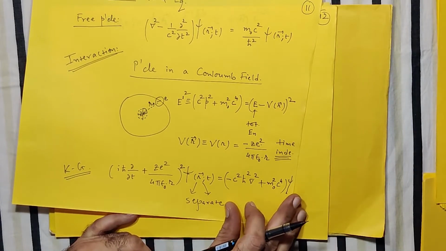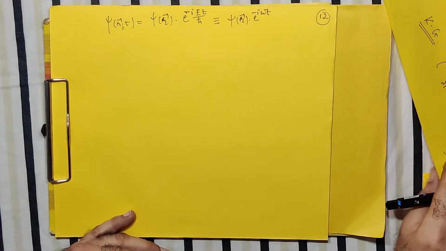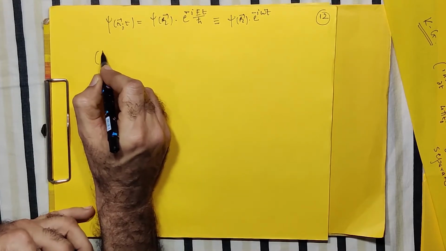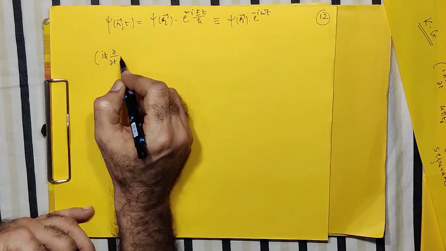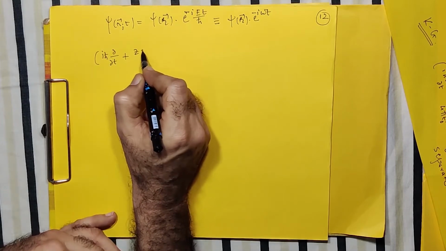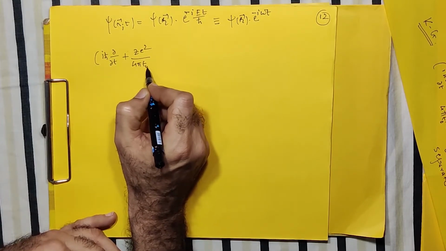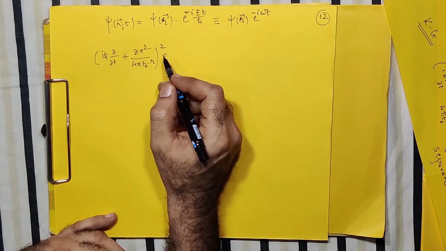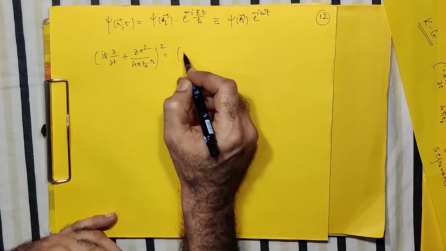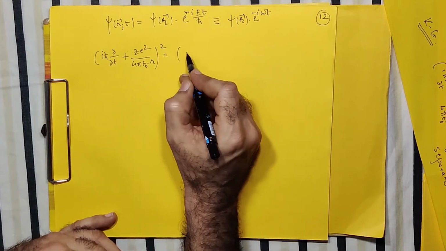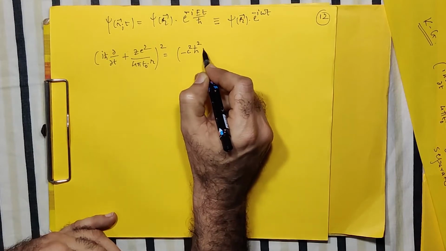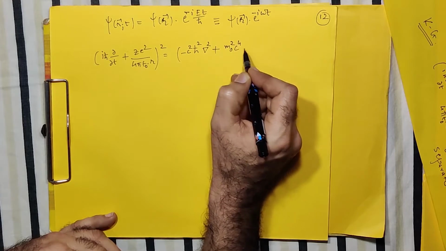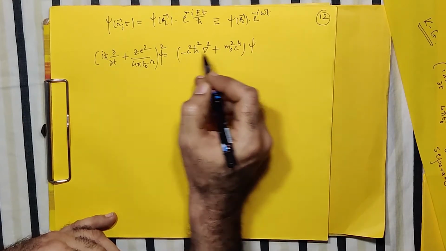So let me substitute all this information. My expression will look like this. Let me write it again. So my iħ ∂/∂t plus the potential part, that is Ze² by 4πε₀r, whole square, equals the kinetic energy whole square term, correct? So in operator form, if I write, it will be −c²ħ²∇² plus m₀²c⁴, and of course ψ on both sides.